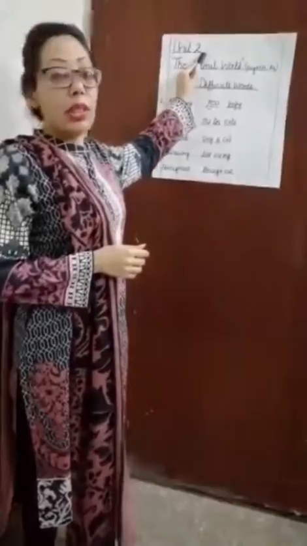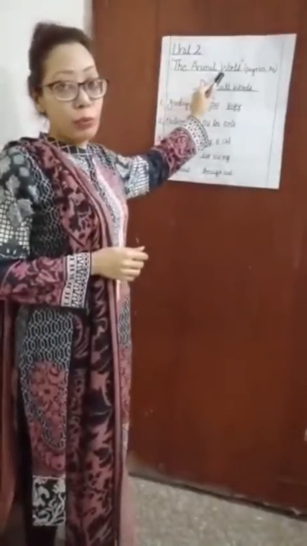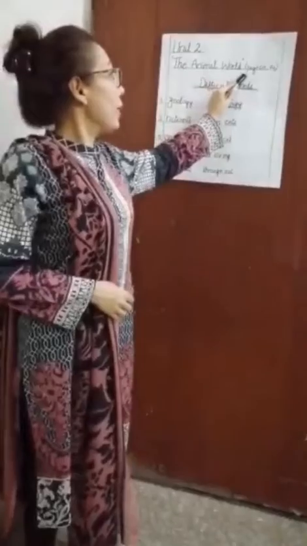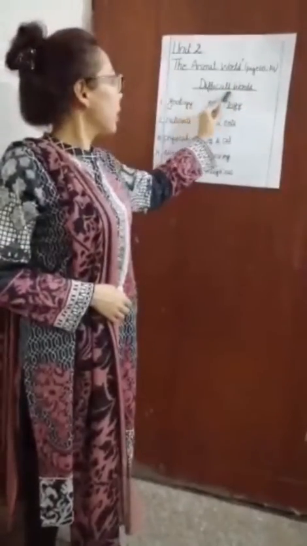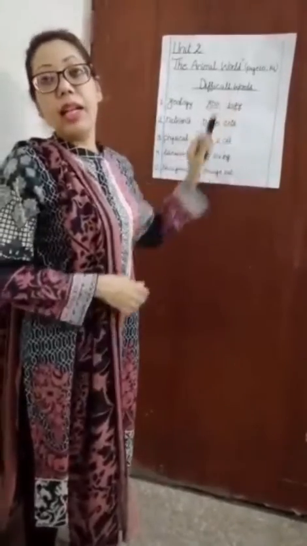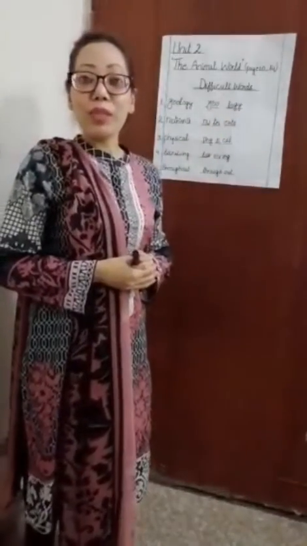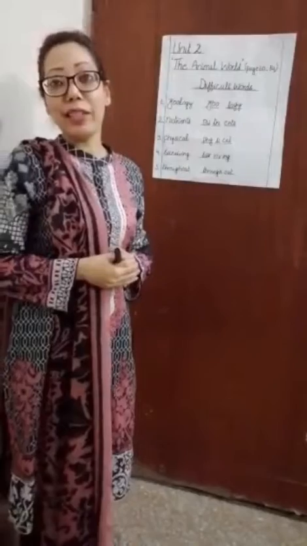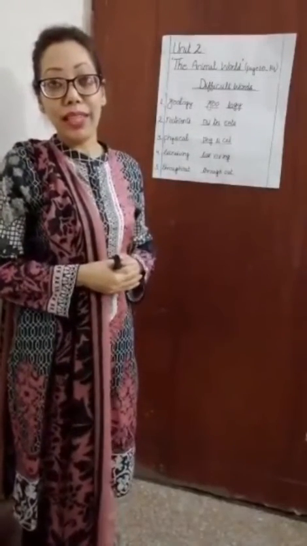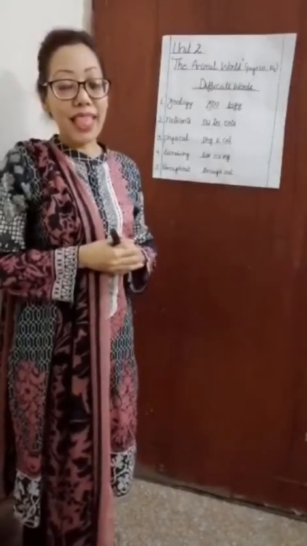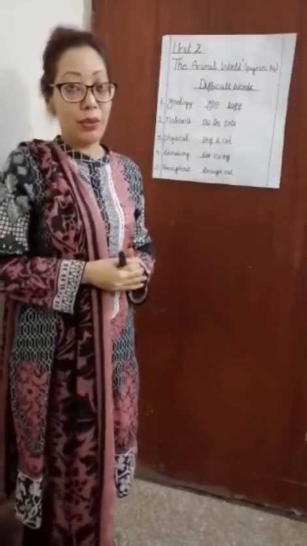Unit 2, The Animal World, page 10 to 14. Difficult words. Students, I'm going to explain these words. Listen carefully. It is helpful for learning. Repeat after me. Okay?